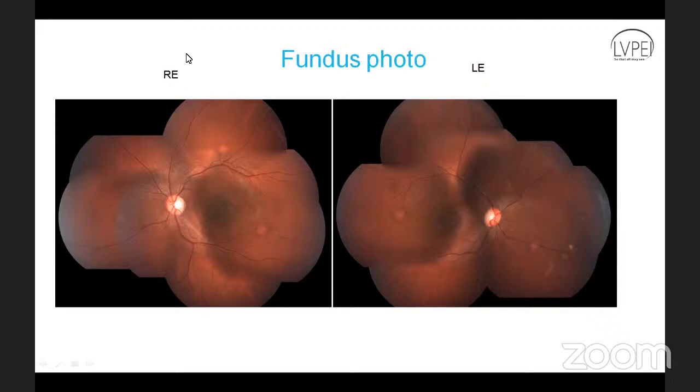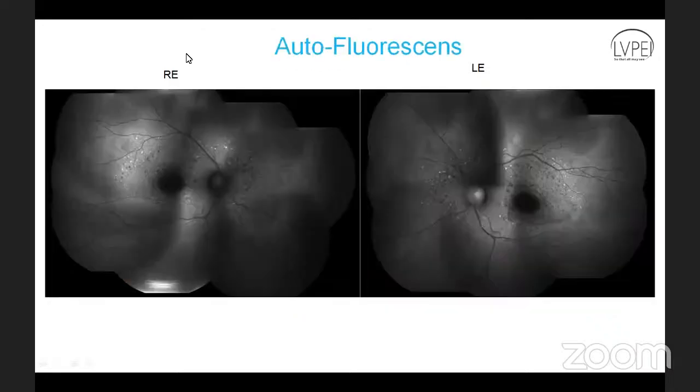Okay, so why is autofluorescence important in retinal dystrophies? Most retinal dystrophies generally affect three layers. First is the layer of photoreceptors, or the retinal pigment epithelium, or the choroid, or it can affect multiple layers simultaneously. Autofluorescence actually gives an idea about the functionality of the retinal pigment epithelium. If the retinal pigment epithelium is affected, then you might get an abnormal autofluorescence.